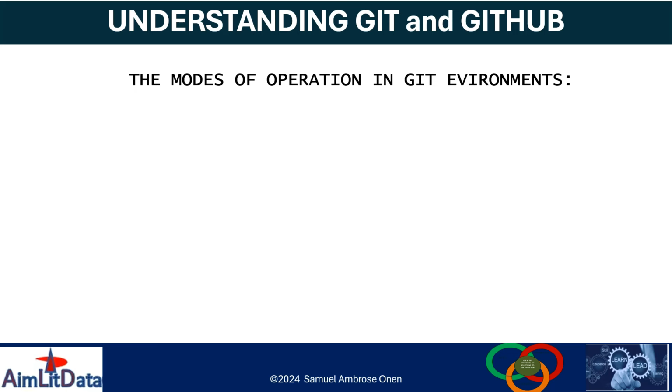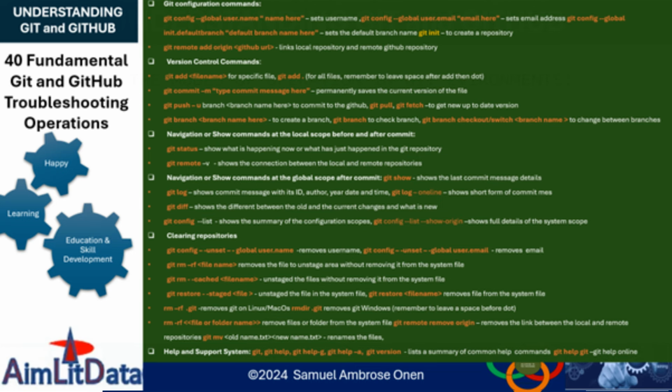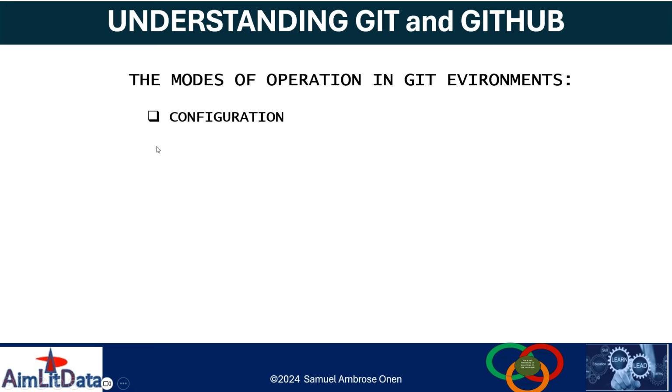I am very happy that we have got to the last bit of our understanding of Git and GitHub. Now, this last part is just about implementing our Git repositories working environment, where we are going to create the local repository and the GitHub repository. We are going to set up everything now to make us able to work in the Git and GitHub environment. So we are going to go through all these modes of operation, beginning with the configuration.